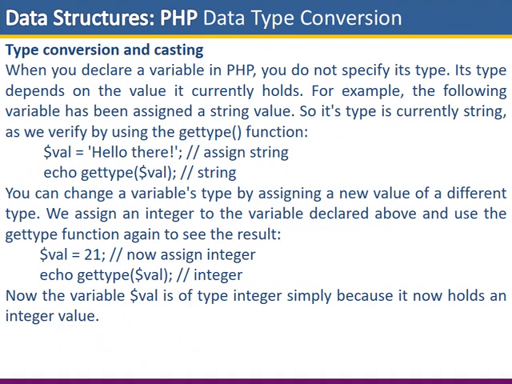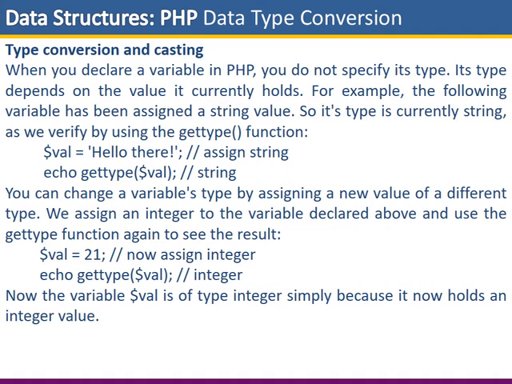We have type conversion and casting in PHP as well. We want to look at type conversion and casting in the PHP programming language. When you declare a variable in PHP, you do not specify its type. Its type depends on the value that it currently holds. For example, the following variable has been assigned a string value.